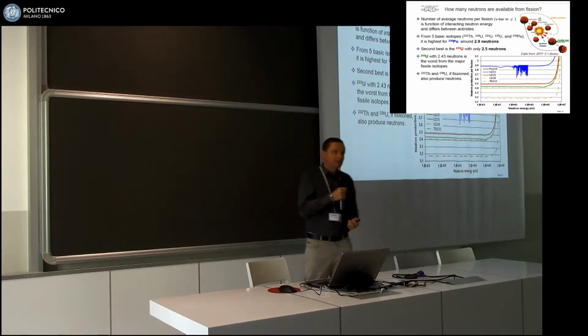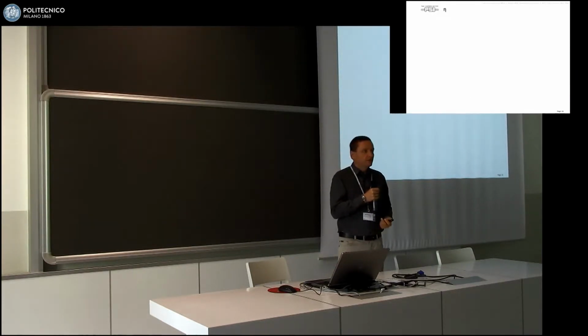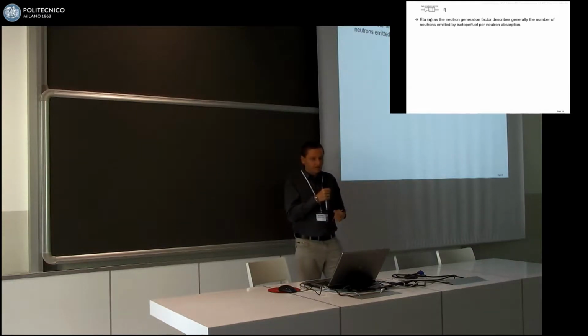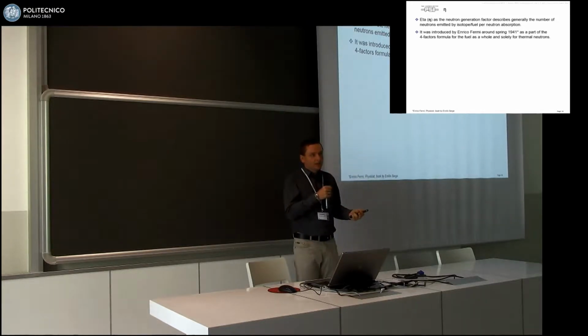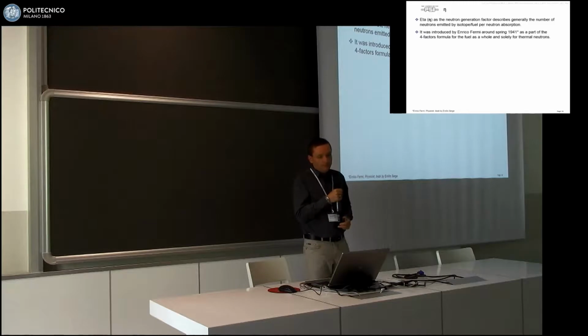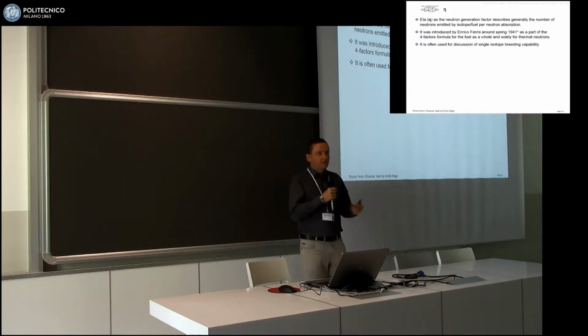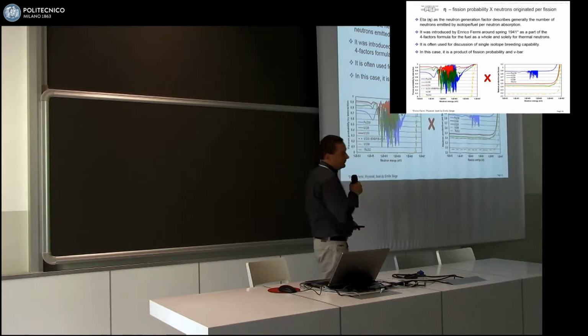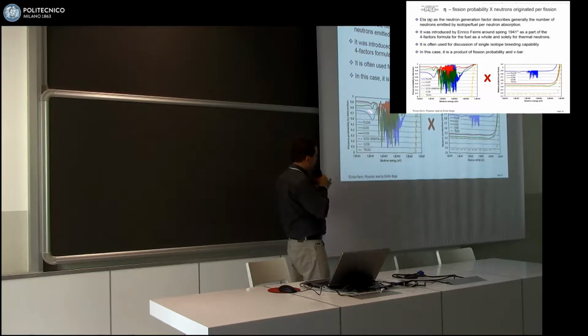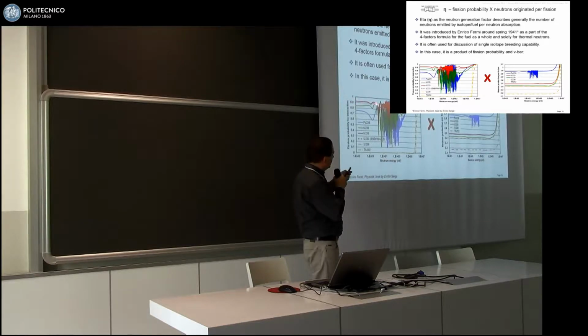And since I speak about fuel cycle, more or less I cannot avoid this kind of obligation to speak about eta. Eta is a neutron generation factor. It was introduced by Fermi in the famous four-factor formula for thermal neutrons and the fuel as a whole. But nowadays it is often used to discuss single isotope breeding capability. And in this case, it's simply a product of these two values I already showed you. So you have a fission probability and an average number of neutrons. And now you have a high fission probability for uranium-233, but low production of neutrons, compared to a slightly lower fission probability multiplied by higher neutron production.